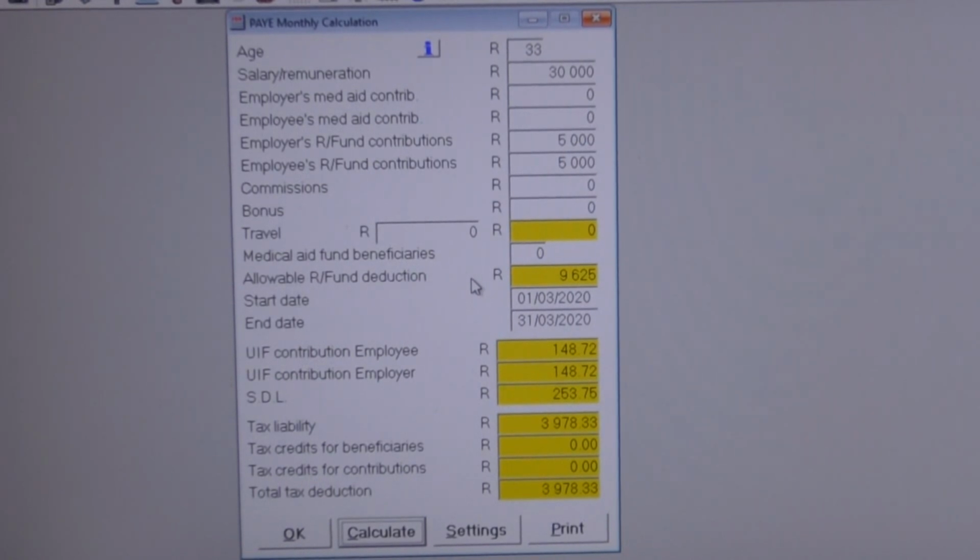This calculator is a very useful tool for financial consultants in that changing the contribution amounts will display the maximum retirement fund contribution allowable at salary source as per SARS's 27.5% of remuneration rule.